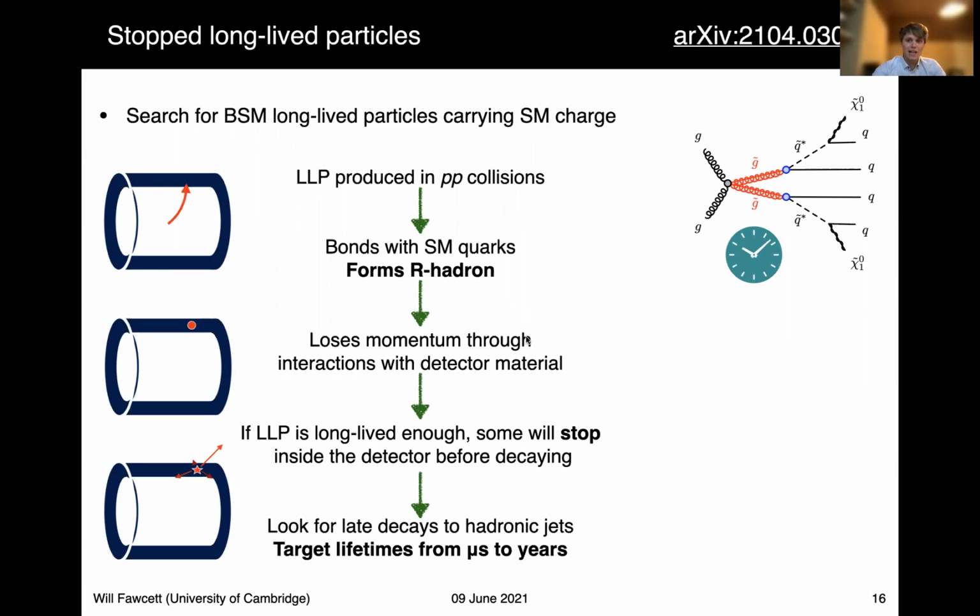For example, a long-lived particle could be produced in proton-proton collisions at the LHC. This particle could bond with standard model quarks to form an R-hadron, for example, which loses momentum as it traverses through the ATLAS detector material. If the particle is long-lived enough, some of these will stop inside the detector before decaying. In this search, we're looking for the late decays of these particles to hadronic jets, and we can target lifetimes from microseconds to years.